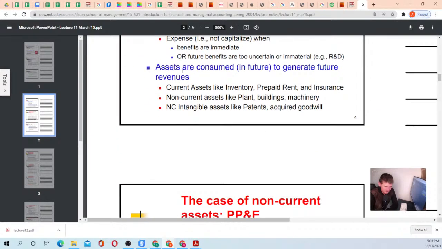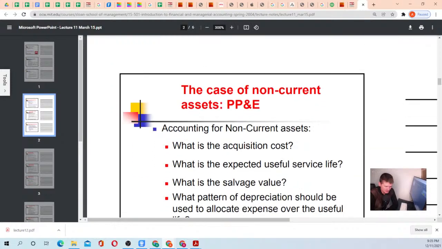Okay. Assets are consumed in the future to generate future revenues. Current assets like inventory, prepaid rent and insurance. Non-current assets like plant, buildings and machinery. So that consumption of the long-term assets, of property, plant and equipment, happens through depreciation. And we will see how depreciation works.